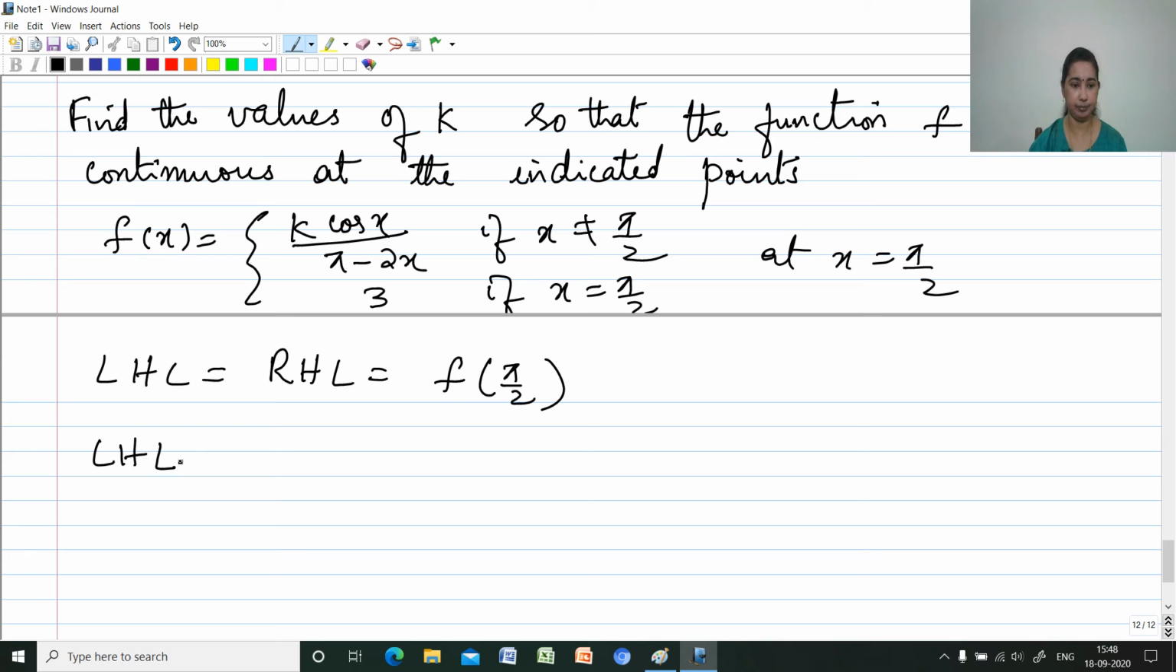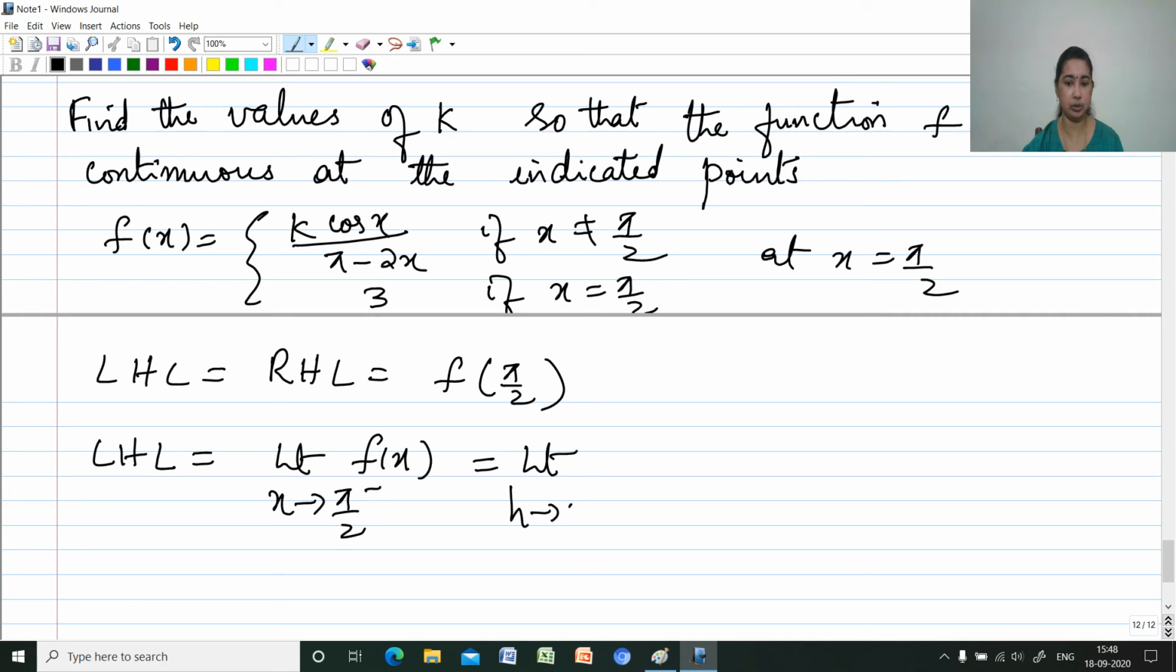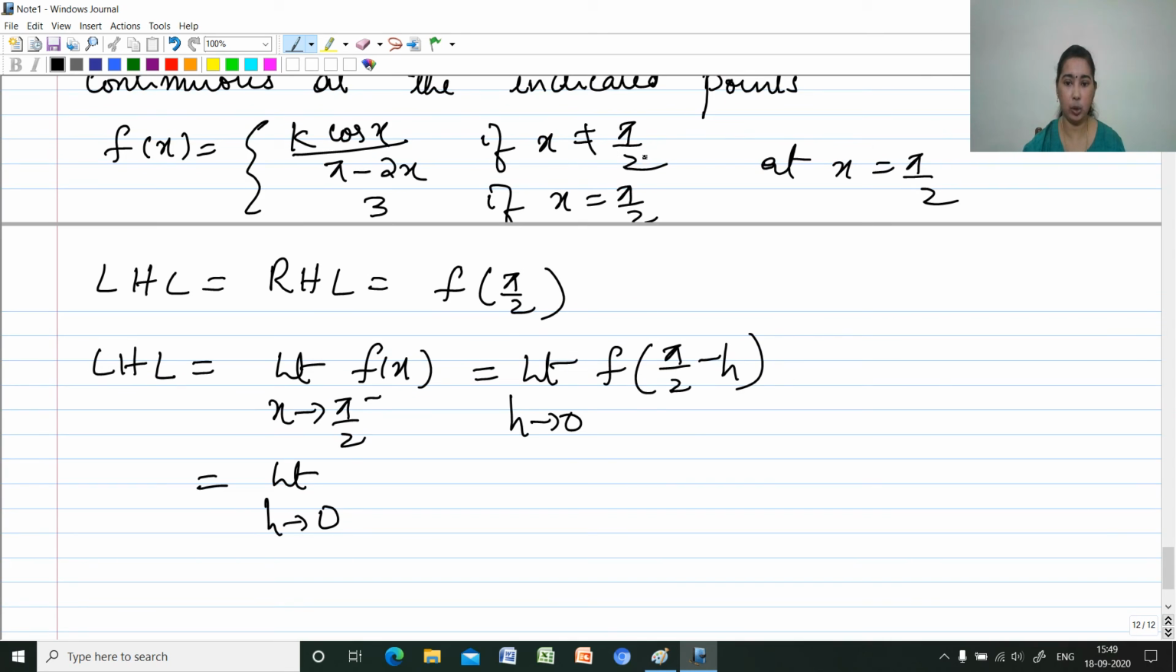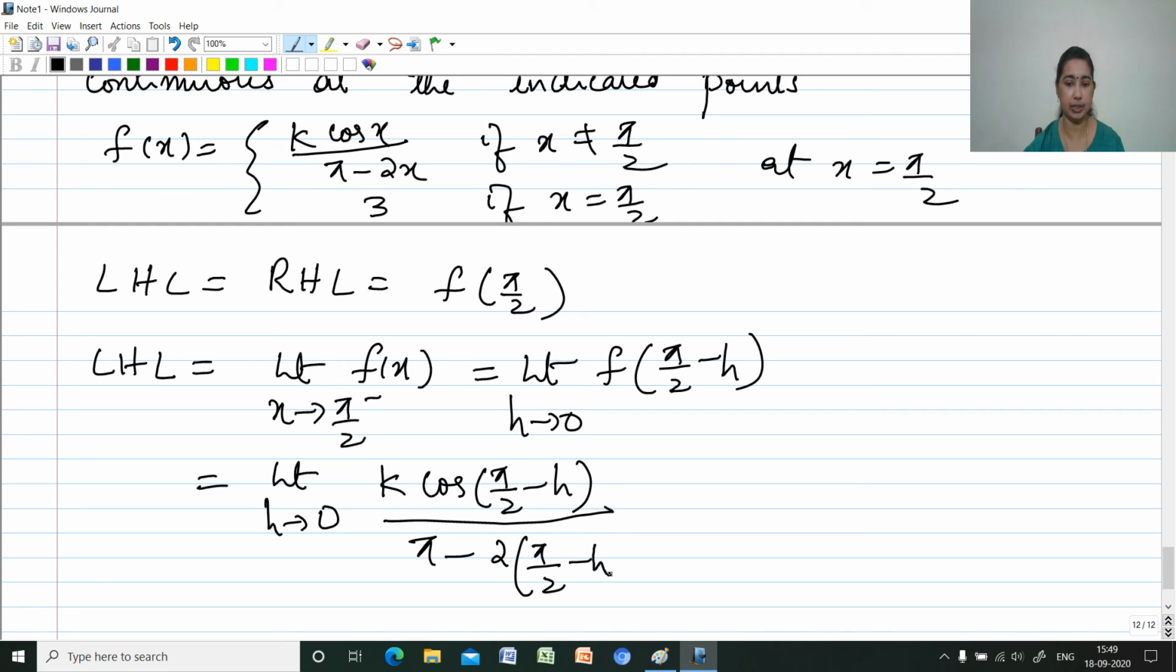Then what is LHL? LHL is limit x tends to pi by 2 minus f of x, which is equal to limit h tends to 0 f of pi by 2 minus h. Here, when x is not equal to pi by 2, you have to take the function as k cos x by pi minus 2x. So we can substitute instead of x, pi by 2 minus h: k cos of pi by 2 minus h, divided by pi minus 2 into pi by 2 minus h. That is equal to limit h tends to 0.